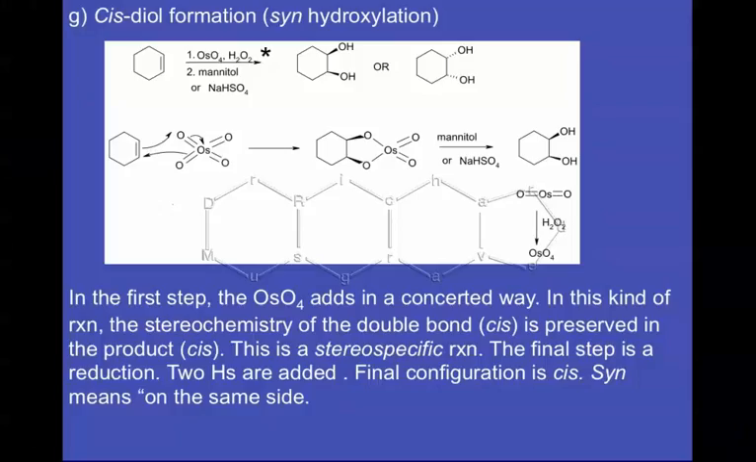Alright, let's move on now to cis-diol formation or Syn-Hydroxylation. What we're looking at is the use of osmium tetroxide and H2O2. And what this does is it adds to the double bond in a cis fashion. So this is all a concerted process right here. All of these bonds are forming at exactly the same time, and trans addition is not possible.